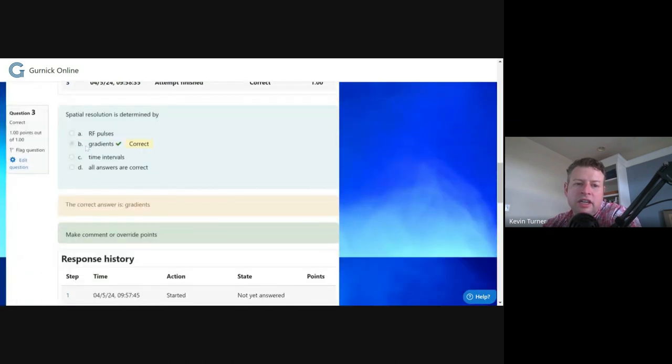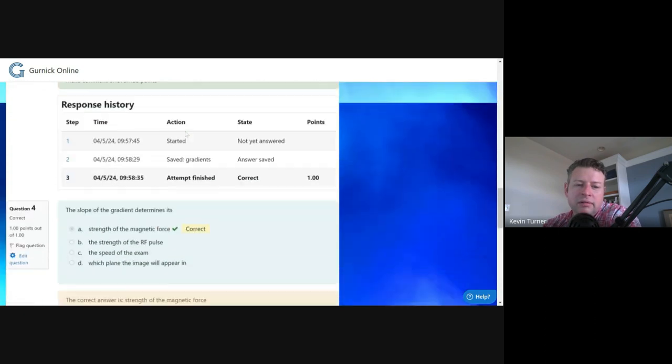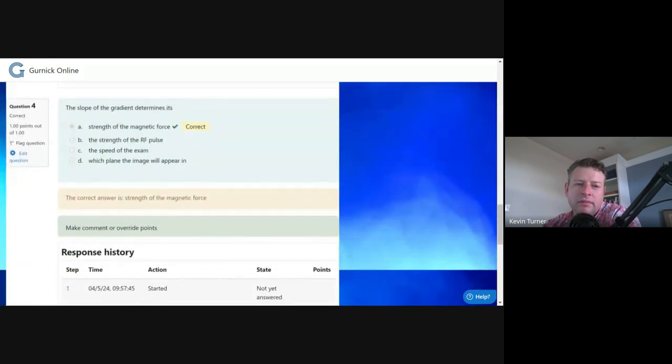Spatial resolution is determined by the gradients. We haven't really gotten to resolution yet. We'll get to resolution in a minute. So that one was a little confusing.